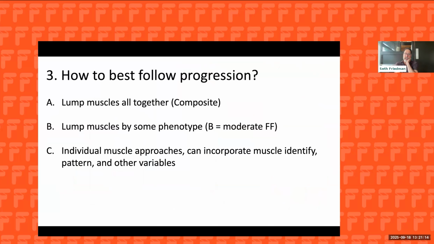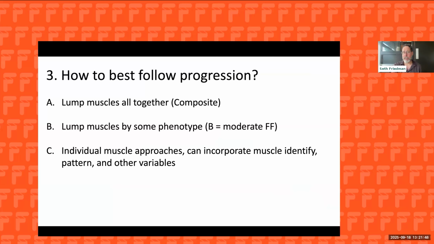There have really been three main strategies. The old strategy that I think we've all participated in is just, let's lump the muscles together and see if that will predict change. And then there's been a shift, certainly in the last 10 years, of let's take a look at muscles that have some phenotype. Fulcrum used this moniker of B, things that had moderate fat fraction. Many studies, including things that we've published, have talked about how this moderate group of muscles at baseline seem to be more likely to progress.